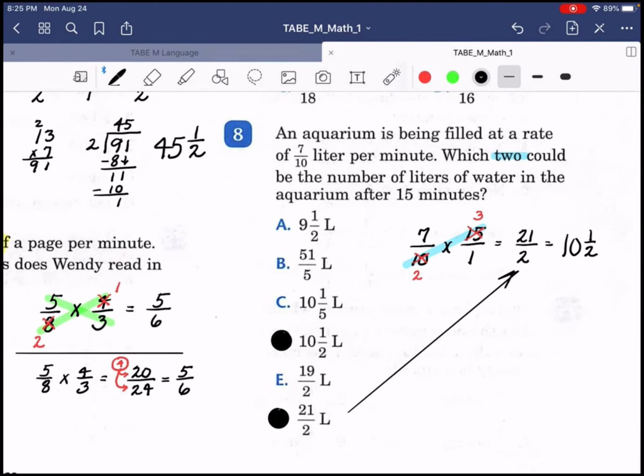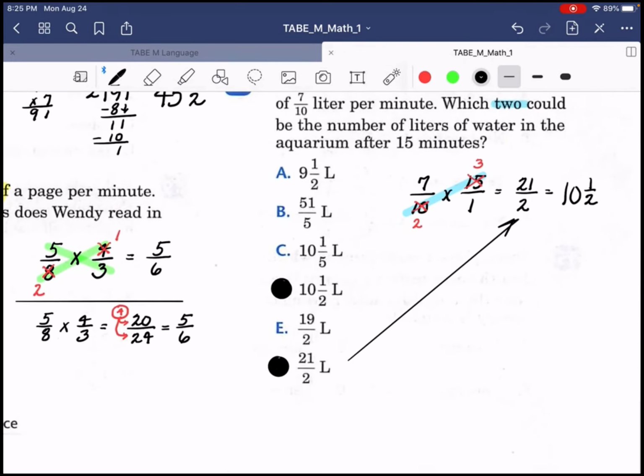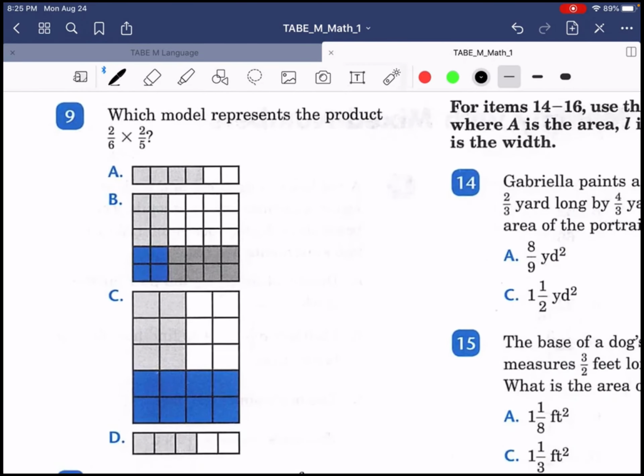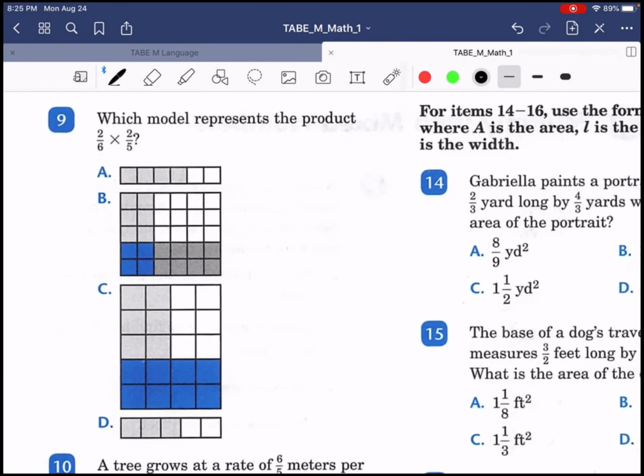And that may have been the last of them. I'm not sure if there are more. Yes, we have another page.